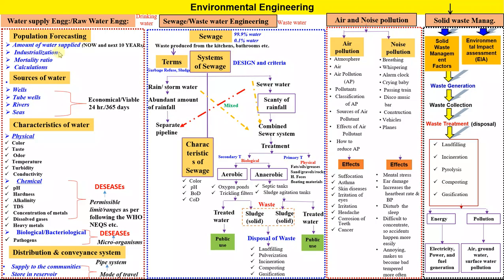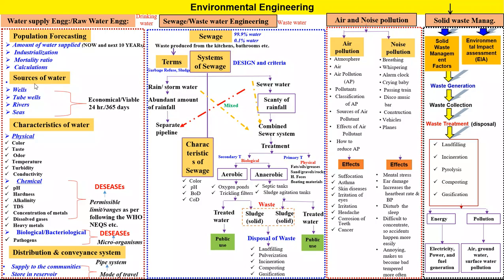Next, industrialization, because in every developed or developing country, industrialization is everywhere. So definitely we need water. We have a specific amount of water for industrialization. Then we have to calculate the mortality ratio of that specific area for which we are going to design the water supply scheme. For all of these we have calculations.